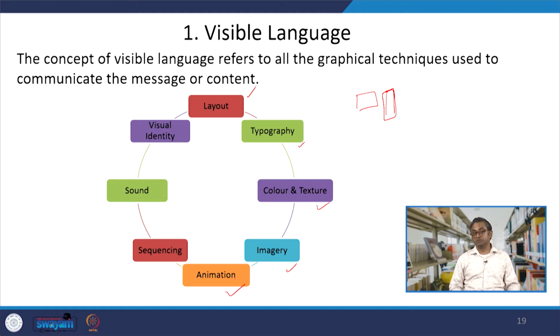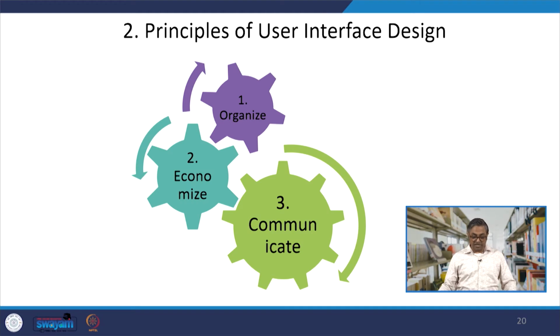Animation, how one is using the concept and graphical techniques in the animation. Sequencing, in what order, in what sequence it is coming. Auditory, the sound, visual entity. Now what we understand is the principle of user interface design. The principle of user interface design is composed of three components. One is organize, second is economize, and then communicate.